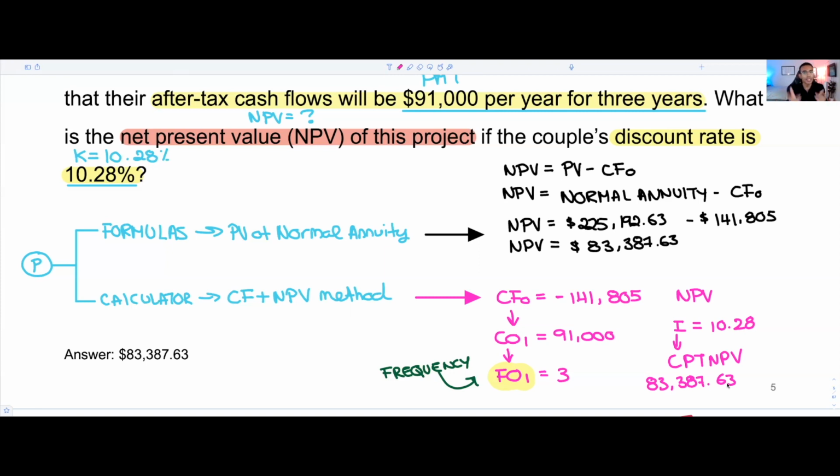All right. That said, I hope this helped you out. I hope this gave you context. And I hope you get a better sense of how to solve for the NPV. Of course, this is an easier question, but you need to start somewhere.